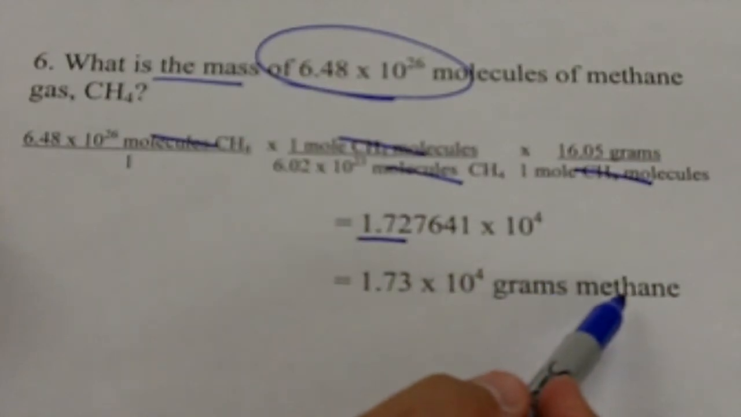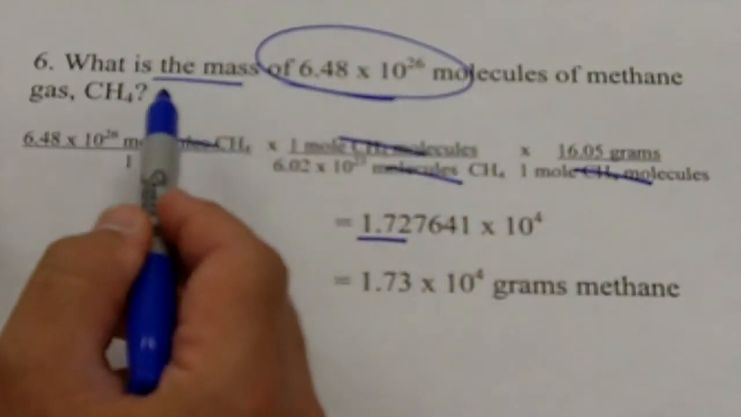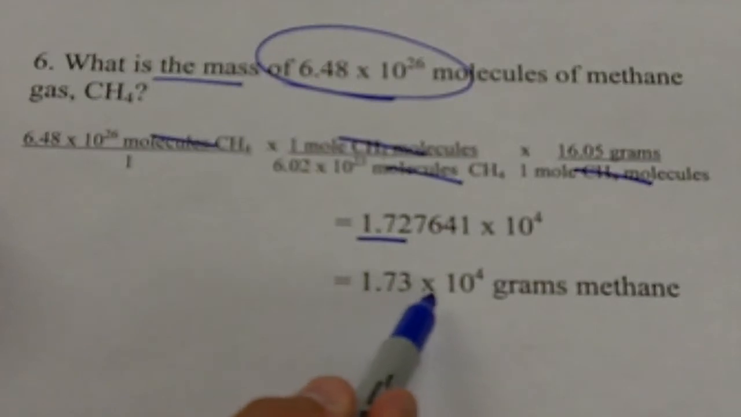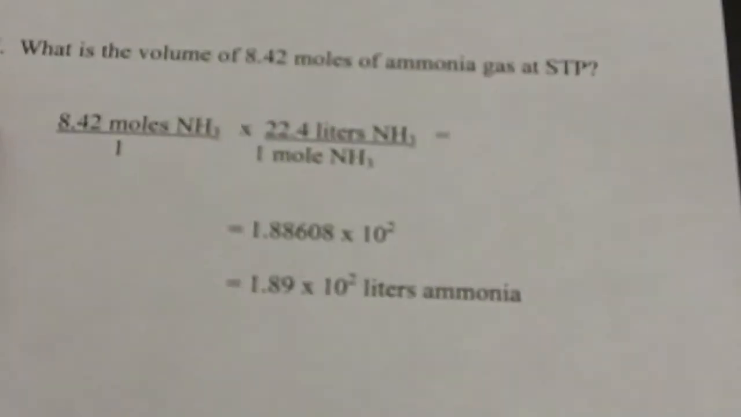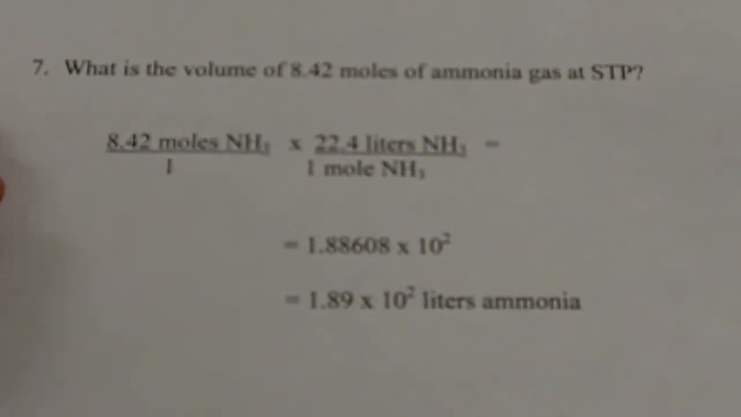The mass of this many molecules, 6.48 times 10 to the 26 molecules, is 1.74 times 10 to the 4th grams. Okay? All right. Problem number 1 behind us. Let's look at the next one. This one says, what is the volume? We're looking at volume now.